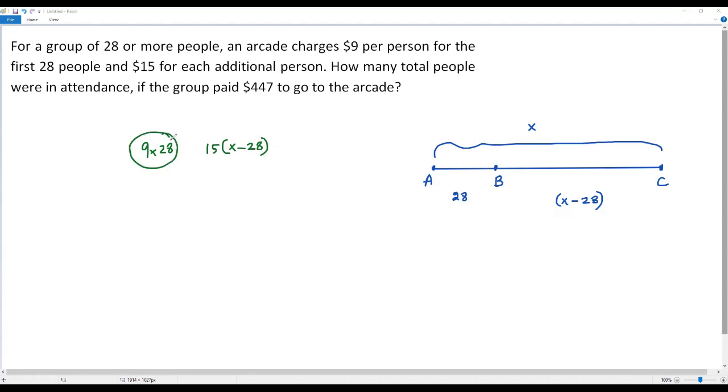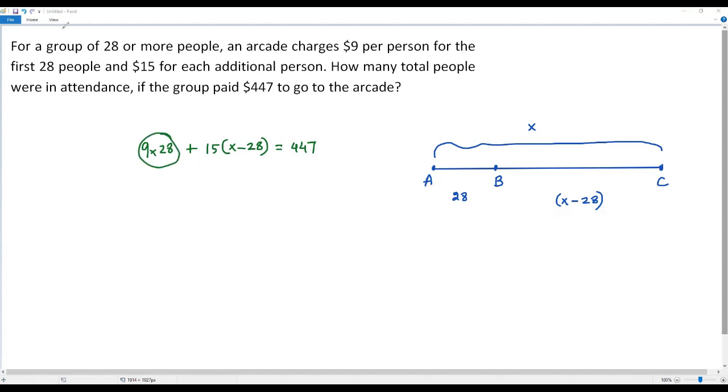Okay, this is the total money charged for the first 28 people, and this is the total money charged for additional people. When we add them, we get the total money paid for all the people in the group according to the instruction. So it must be equal to $447. That is 447. Okay, now we have to solve for X in this equation.